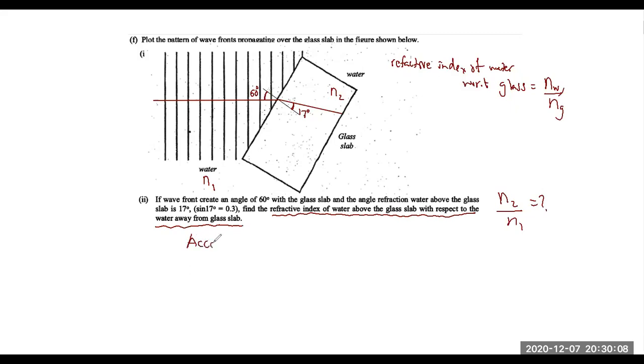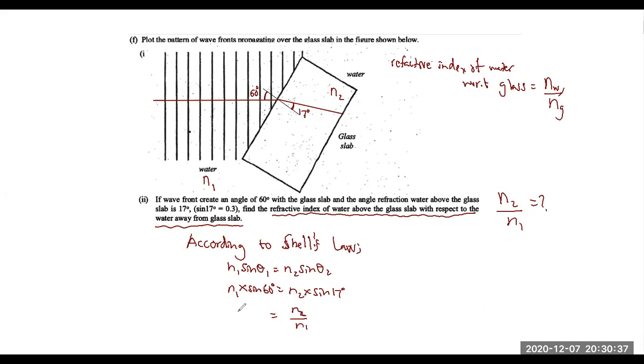According to Snell's law, we all know we can write N1 sine theta 1 equals N2 sine theta 2. So N1 into sine 60 equals N2 into sine 17. What are we supposed to find? N2 over N1. N2 over N1 is equal to sine 60 divided by sine 17. We all know sine 60 is root 3 by 2. And sine 17 is given as 0.3. So this answer is going to be root 3 over 0.6.